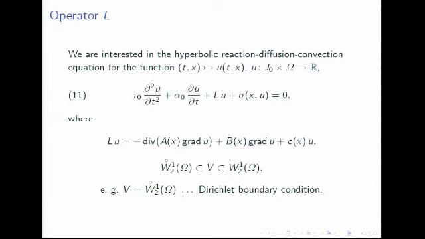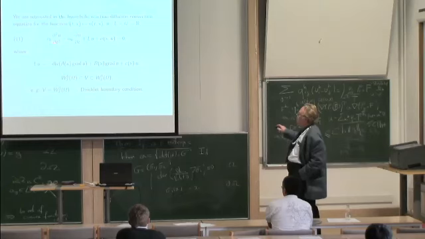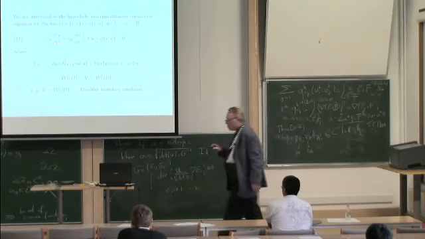We define the operator L as minus divergence A(x) gradient u plus B(x) gradient u plus C(x)u, which is assumed to operate on a closed subspace V, which is a subspace of the Sobolev space and contains the Sobolev space H^1_0. And the equation we are interested in is the following hyperbolic equation, 11.